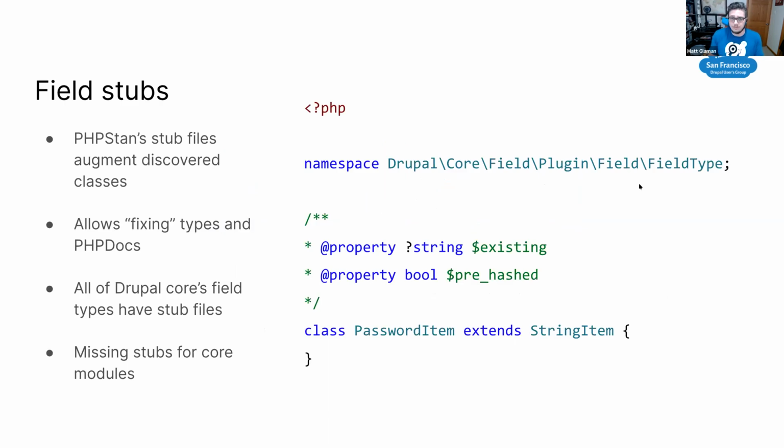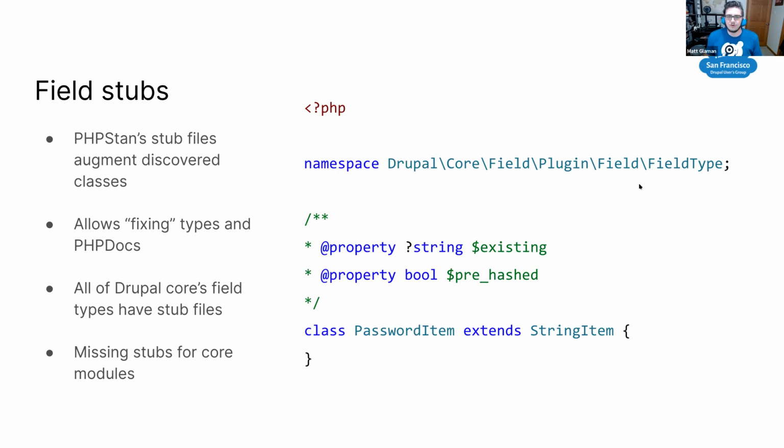So if you caught a bit of this recording from Florida Drupal Camp, while traveling to Florida Drupal Camp, I had an idea that we need to improve the analysis of fields. I've had a few people come up to me and say, hey, I've said that this is a blah blah blah field type, but when I get ->value off it or something else, it says it can't be found. PHPStan has a concept of stub files, and stub files augment discovered classes. Think of it as a way of fixing a class.